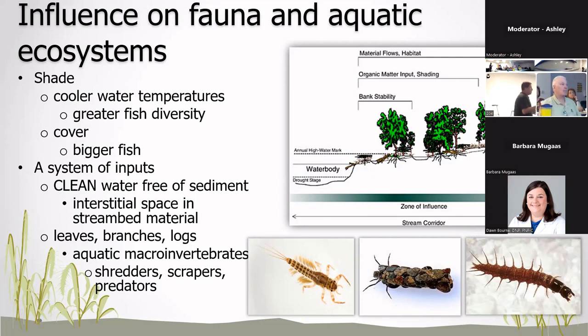So again, it's a system of inputs, and it's also putting in leaves and just vegetative material, because there's all these little guys down here. Aren't they lovely? These are some aquatic macroinvertebrates, and they actually have functional groups: shredders, scrapers, and predators. So the shredders are taking those leaves and tearing them into little bits. Then another group is eating those little bits, and those little bits are then feeding the fish.